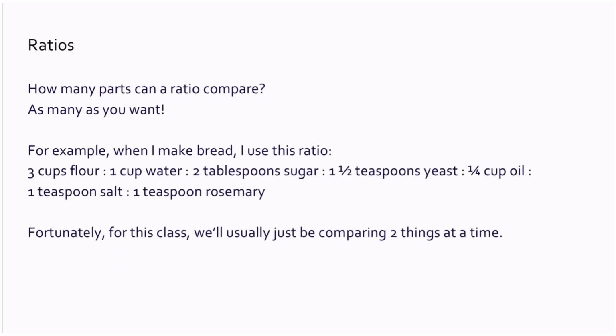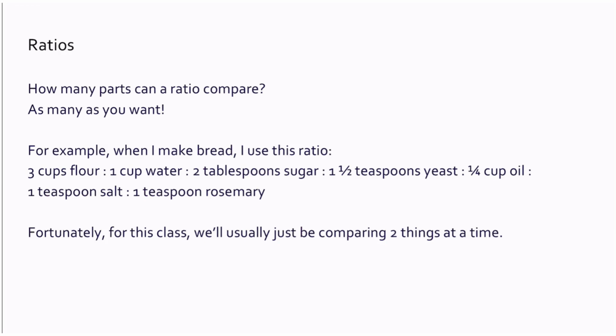So really, we could compare as many things as we want with a ratio. For example, when I'm making bread, I use this ratio where I have 3 cups of flour to 1 cup of water to 2 tablespoons of sugar to 1.5 teaspoons of yeast to 1/4 cup of oil to a teaspoon of salt to a teaspoon of rosemary. And you may be thinking to yourself, hold up, that's just a recipe. And you're right, because recipes are ratios.